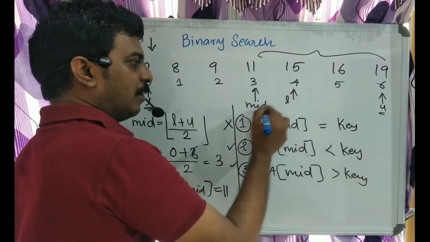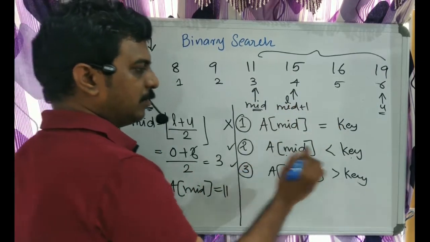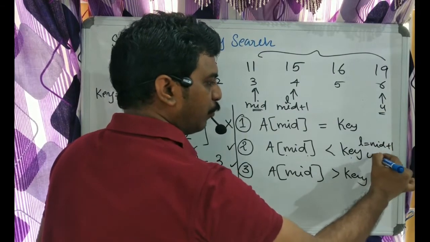What is the value of this L? This is nothing but mid plus 1, right? L equal to mid plus 1. In this case, I will simply set L equal to mid plus 1 and U will remain the same.